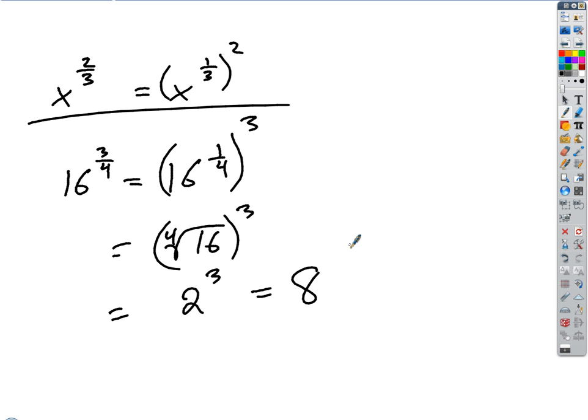I don't know if this is a silly question, but there's a 16, so why don't you simplify that down if you're doing it to the 3rd? How do you know it's just for the 1/4? Maybe this is what you're asking me: could I write this as 16 cubed to the 1/4? Well, I could, but 16 cubed is a huge number.